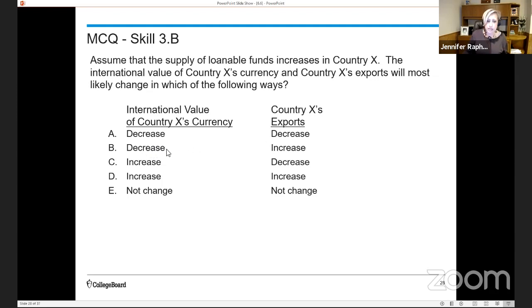Now, if there's a decrease in the value of the currency, what happens to exports? Are exports going to go up or down? Well, when the currency decreases in value, it makes their exports less expensive to foreign buyers. And so exports are going to increase. So B is the correct answer to that one. Again, we're just connecting these dots over and over and over again.